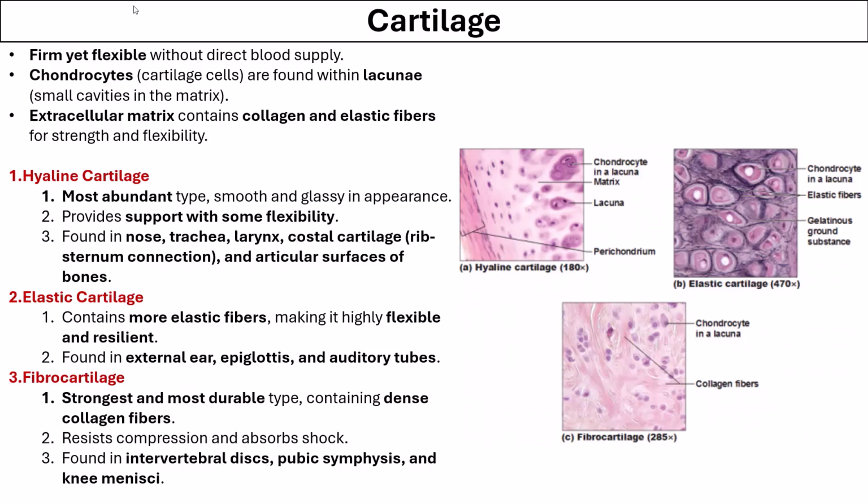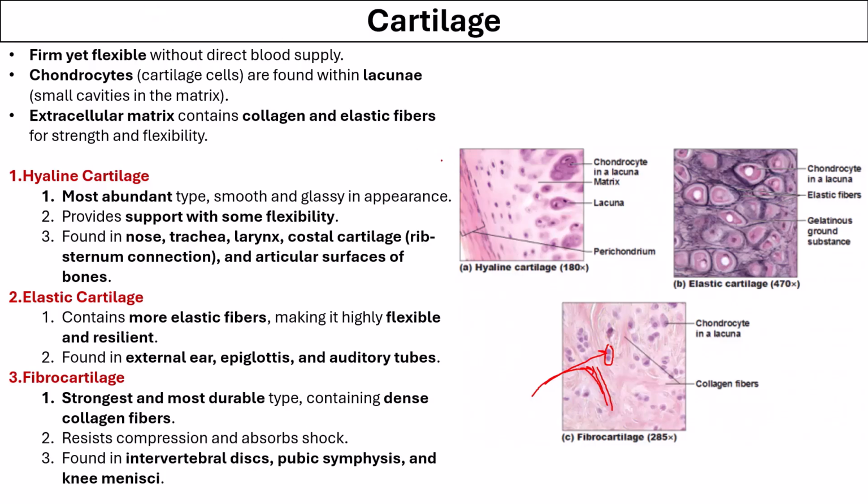Talking about the cartilages now. Cartilage is a firm and flexible connective tissue without any direct blood supply. The cells present in them are called chondrocytes, and these chondrocytes, as you can see here, are inside small spaces or cavities called the lacunae. Around them they have extracellular matrix, and in this matrix are the fibers present. These fibers are protein fibers, which can be collagen or elastic fiber.